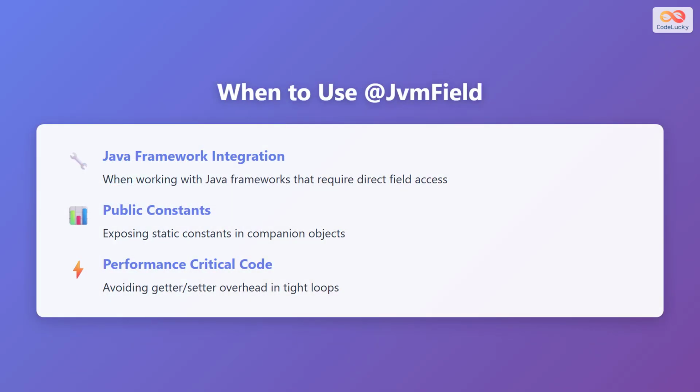There are three main scenarios where JvmField is beneficial. First, when working with Java frameworks that require direct field access to properties. Second, for exposing static constants in companion objects, making them easy to access from Java. Third, in performance-critical code where you want to avoid the overhead of getter and setter method calls, especially in tight loops where every method call counts.